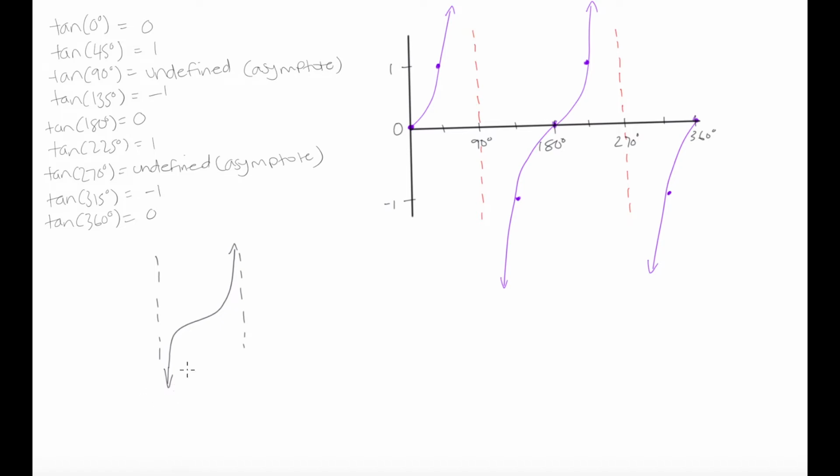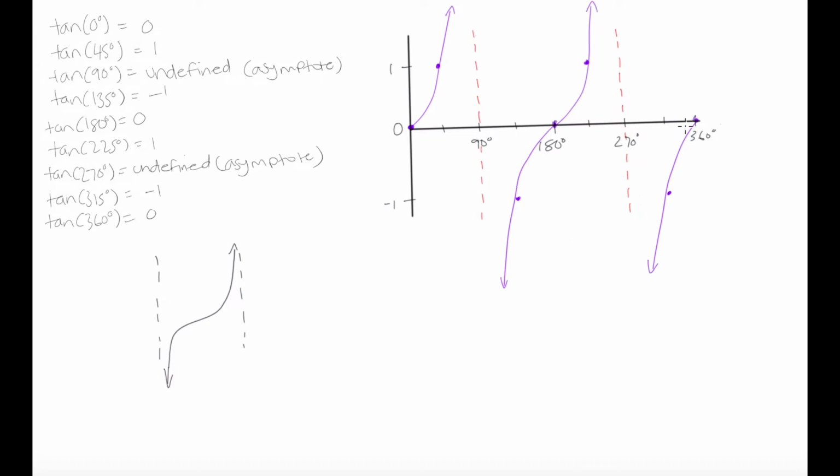And we're going to see this exact shape repeat over and over and over every 180 degrees in between those two asymptotes. So here, between 90 and 270, this is 180 degrees between 90 and 270 degrees. And here we're seeing an entire period of the tan graph.